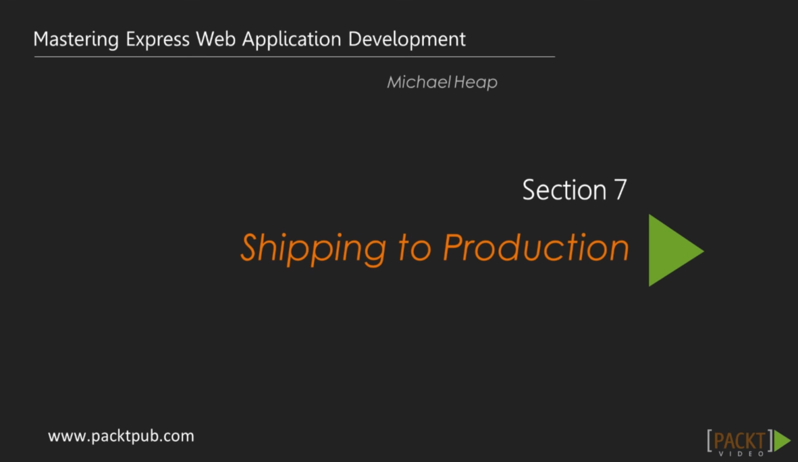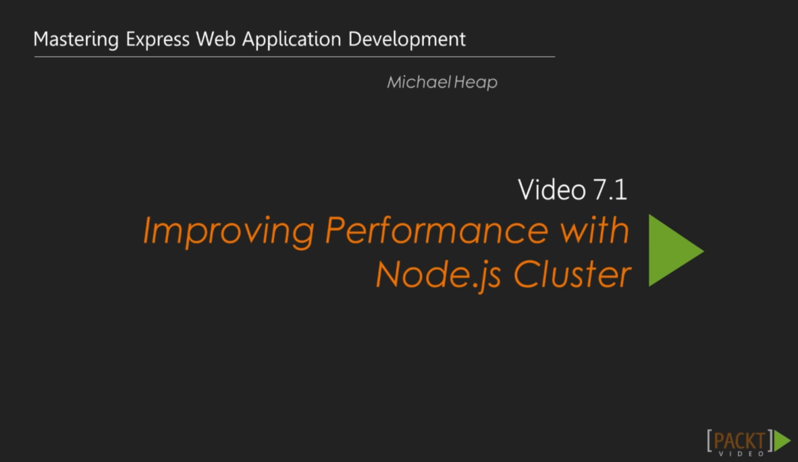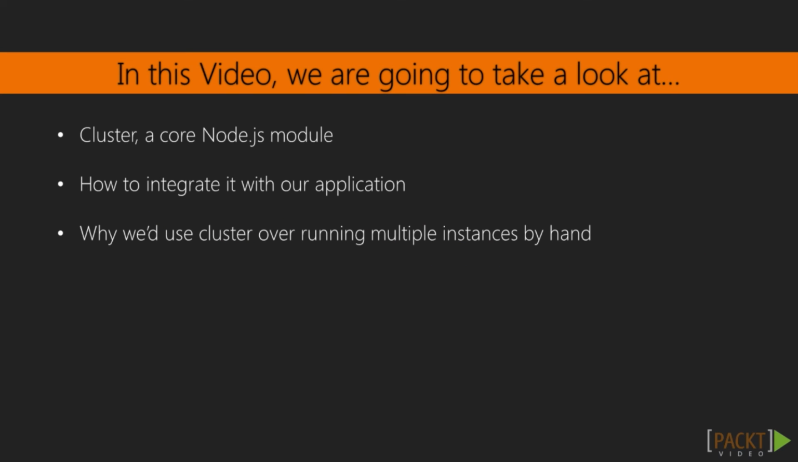Hey guys, welcome to section 7 of this course, which is called Shipping to Production. We're getting quite close to the end of our series now, but we've still got a few sections left. So far, we've managed to build a small application, write a few tests for it, and write some real-time functionality. This time around, we're going to be taking a look at improving our application's performance with Node.js cluster. We're going to take a look at how to ship our application to production.